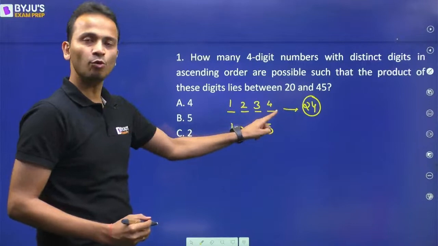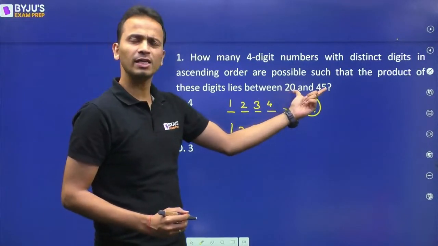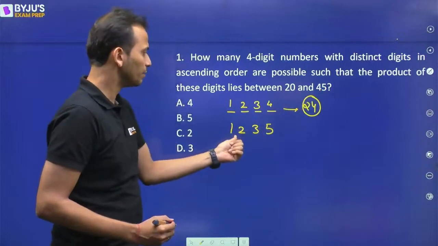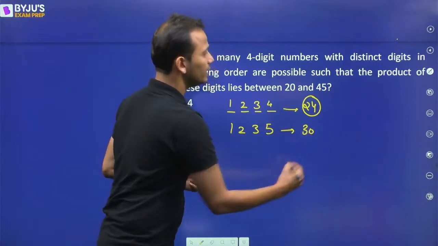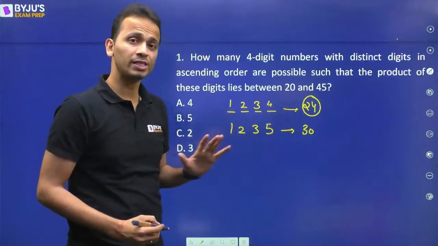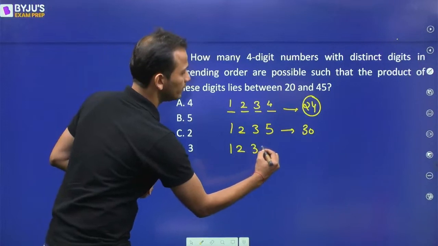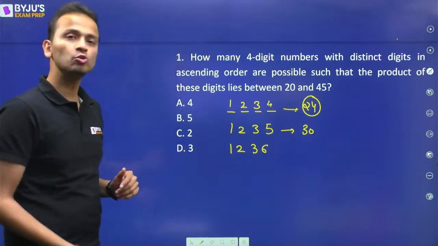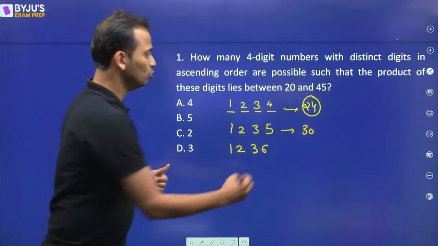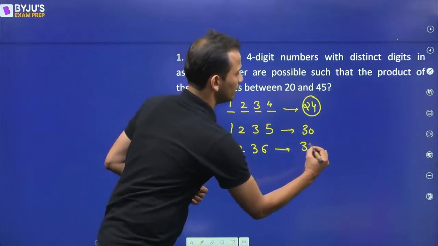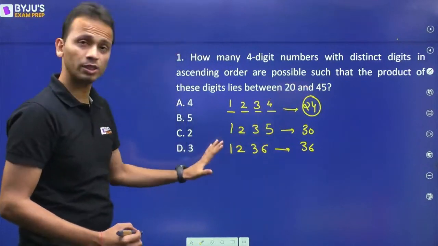So after 1, 2, 3, 4, what will come? 1, 2, 3, 5. Does it satisfy the last condition? The product of the digits is 30. Now 30 lies between these two numbers. So yes, this will be the number. Next number 1, 2, 3, 6. 1236. What is the product of the digits? 18 into 2, 36. It also is between 20 and 45. So this will be the number.